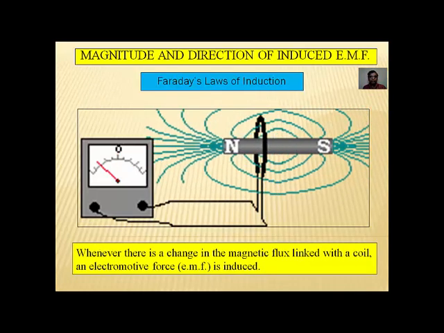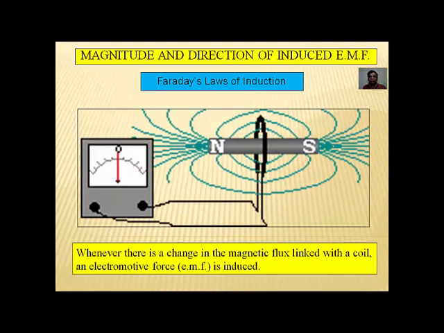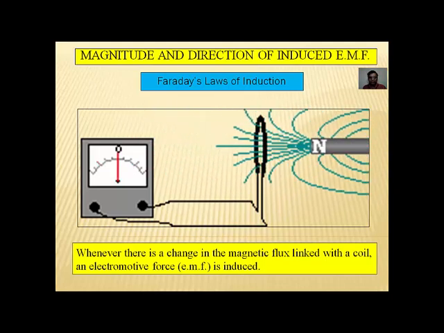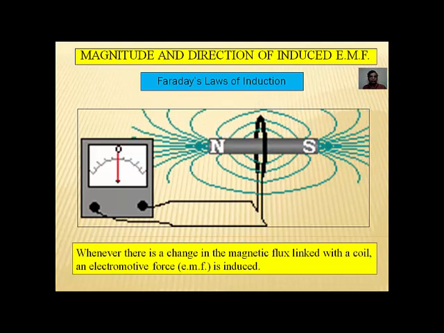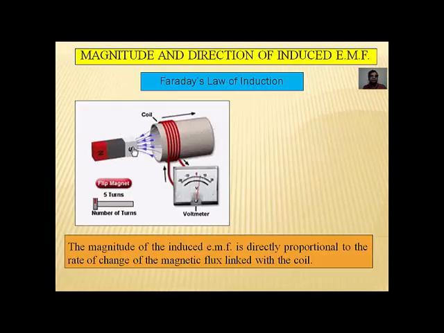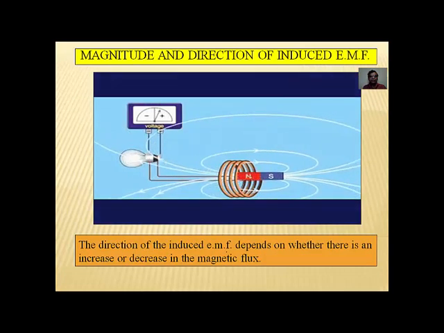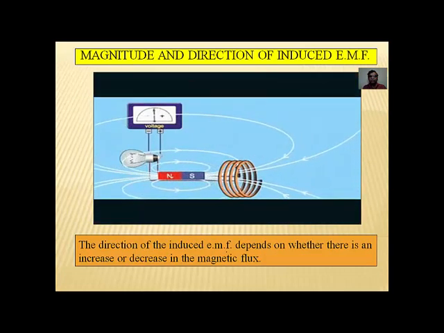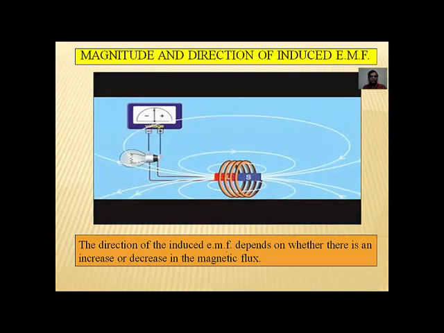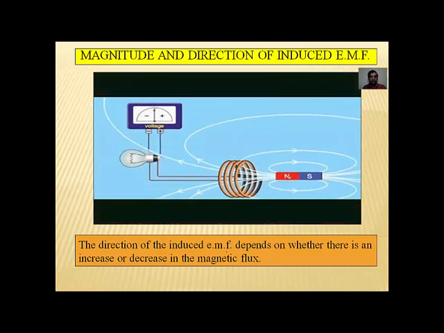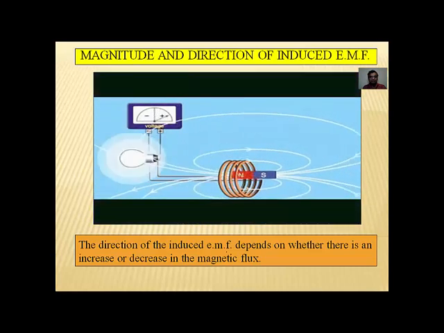Whenever there is a change in the magnetic flux linked with a coil, an electromotive force is induced. The magnitude of the induced EMF is directly proportional to the rate of change of magnetic flux linked with the coil. The direction of the induced EMF depends on whether there is an increase or decrease in the magnetic flux.